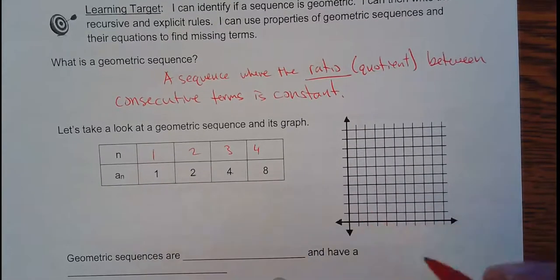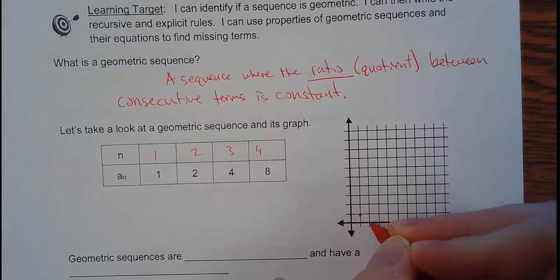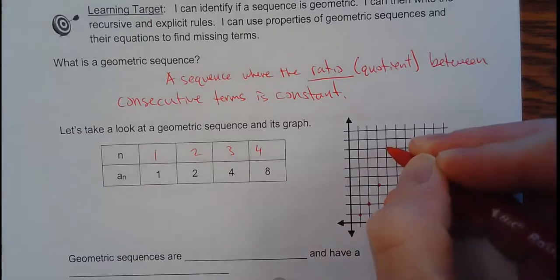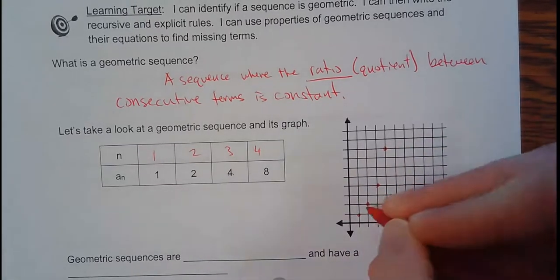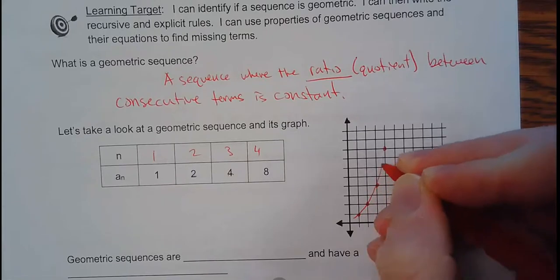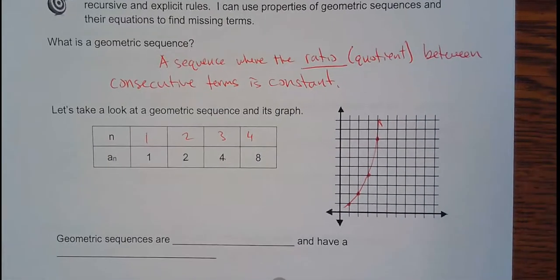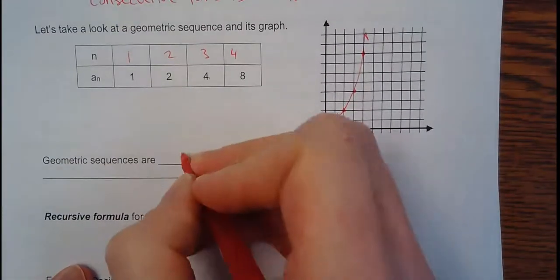And if we graph this guy, so 1, 1, 2, 2, 3, 4, 4, 8. Now what does that graph look like? If I connect those, it's not linear. It sure looks exponential. It's curving there. So geometric sequences are exponential.